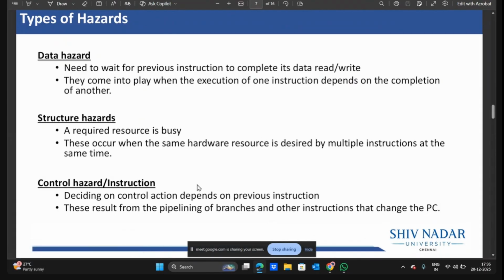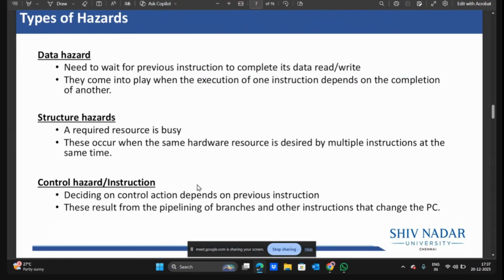Then structural hazards. Structural hazards are when a required resource is busy. That is, if you need some hardware resource like the secondary storage or the bus, and it is not available because it's occupied by some other instruction, this is when structural hazards occur. Whatever resource you need will not be acquired by you because it is busy with some other instruction.